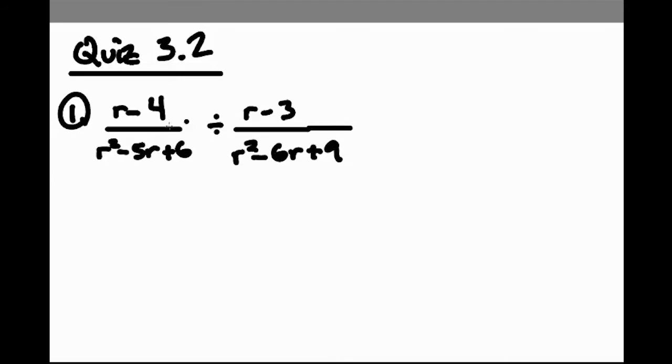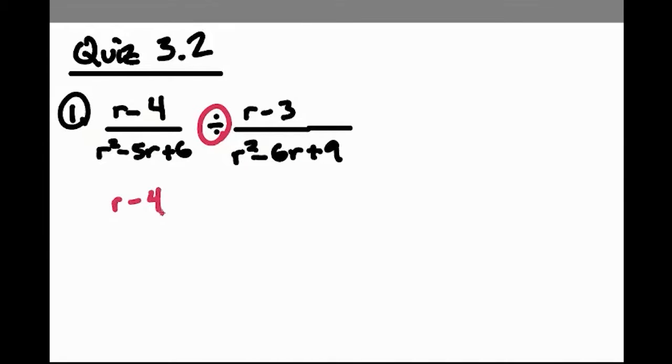Okay, first thing you're going to do is you notice that it's a division, so you have to multiply by the reciprocal. So this thing basically stays the same, this changes to multiply, and then this thing right here flips. Okay, but you also have to factor everything as well, so I'm going to do that right here.